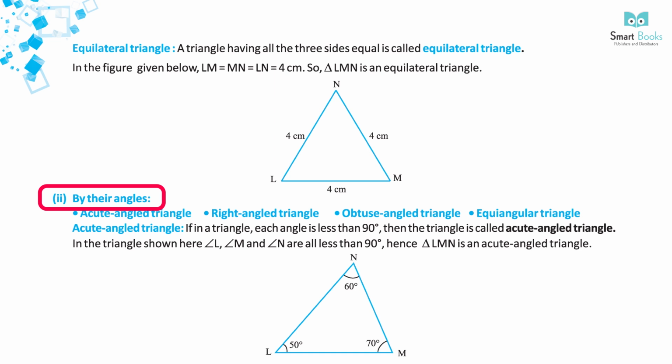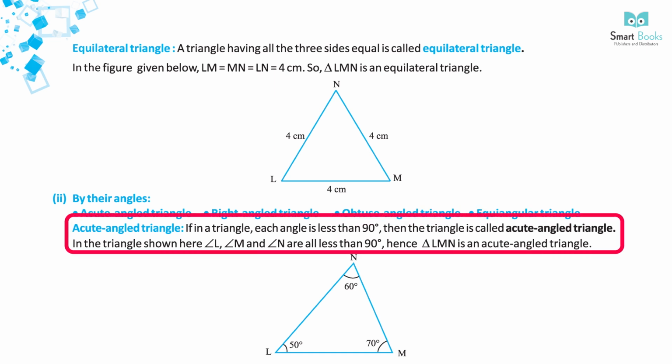Second, by their angles. Acute angled triangle, right angle triangle, obtuse angle triangle, equiangular triangle. Acute angle triangle. If in a triangle each angle is less than 90 degrees, then the triangle is called an acute angle triangle. In the triangle shown here, angle L, angle M and angle N are all less than 90 degrees. Hence triangle LMN is an acute angle triangle.